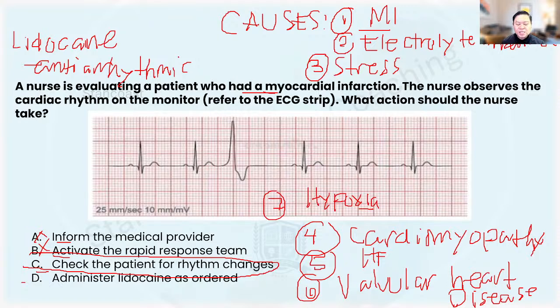Make sure that you keep an eye on the cardiac monitor. And aside from that, on top of just monitoring, you will have to intervene as well. You have to find out what could have precipitated the premature ventricular contraction. So again, look at these causes. Could be caused by MI, electrolyte imbalance, stress, heart failure, hypoxia.